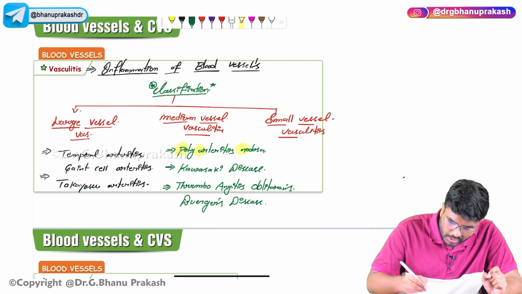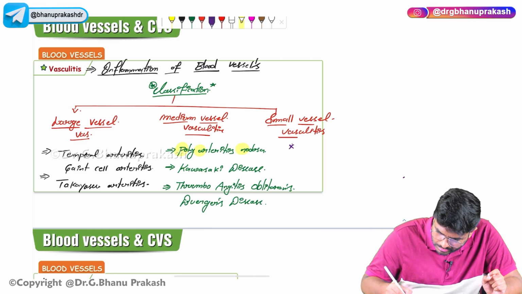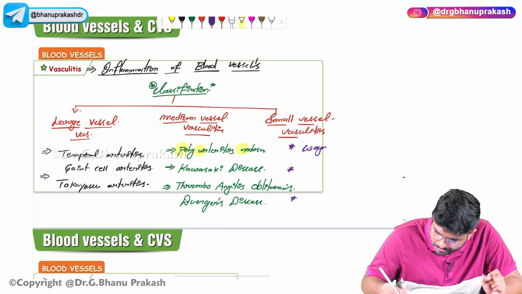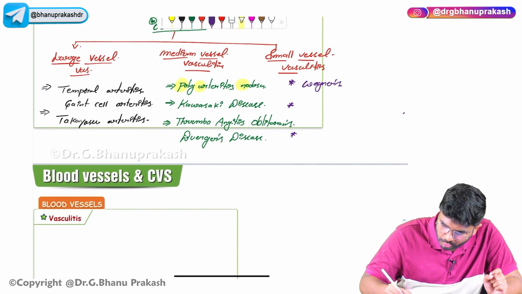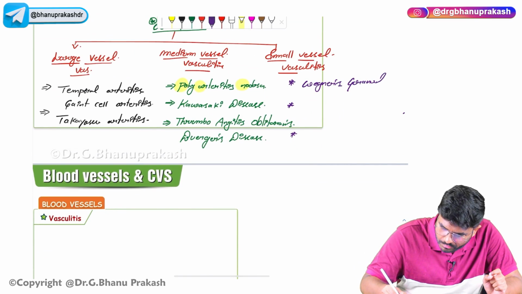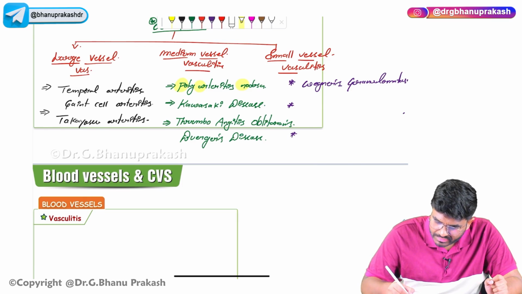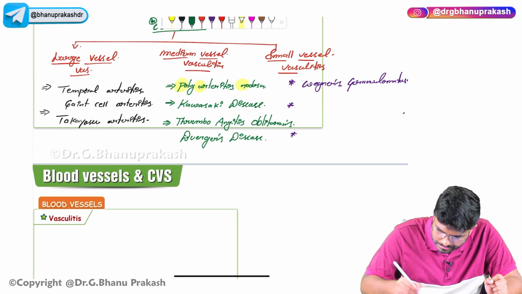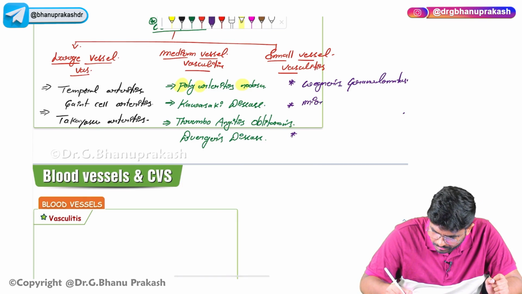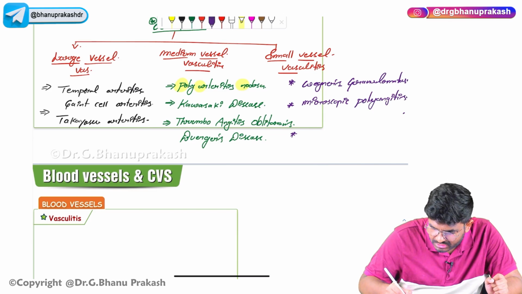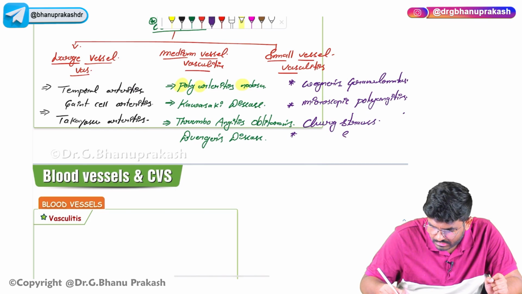The examples of small vessel vasculitis which you should know are 3 in number. What are they? They are Wegener's granulomatosis. The second one is microscopic polyangiitis. And the last one is Churg-Strauss syndrome.